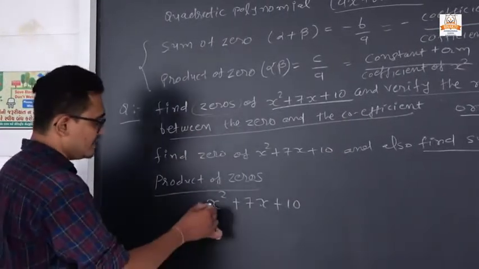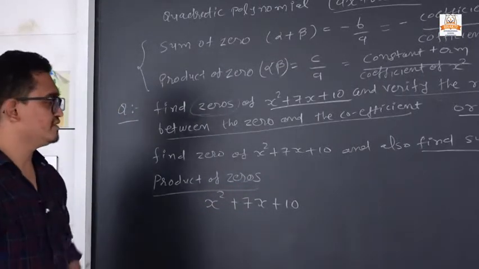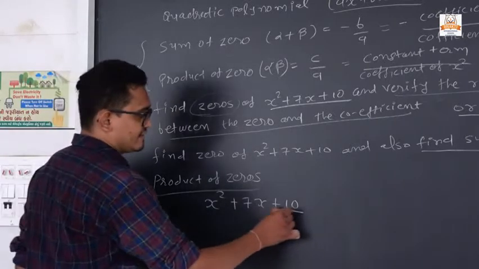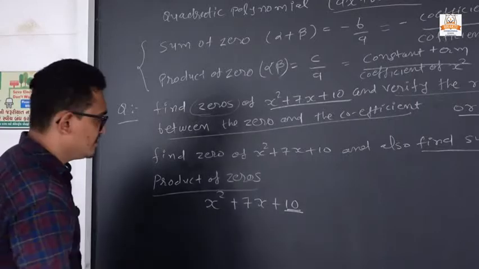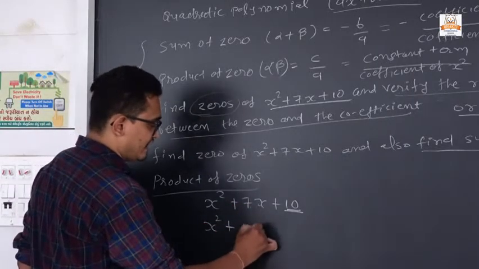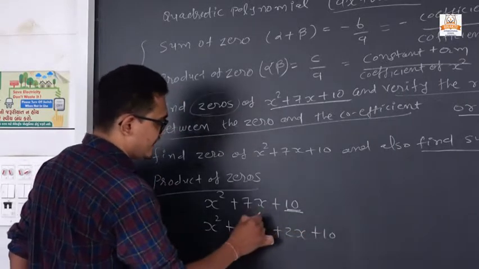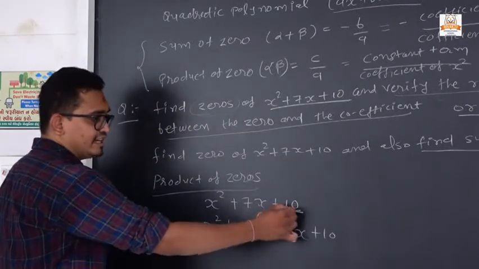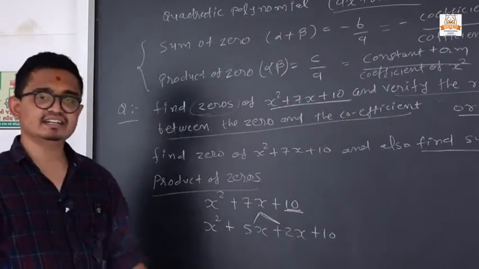Now first of all we need to find the zeros. We are using factorization, because factorization is easy for us. Here, 10. So 10 is in which table? 5 twos are 10, and 5 plus 2 is 7. So here we can factorize like this: x square plus 5x plus 2x plus 10. We factorize 7x as 5x plus 2x, because 5 into 2 is 10, and 5 plus 2 is 7.